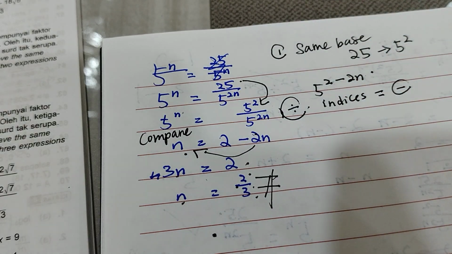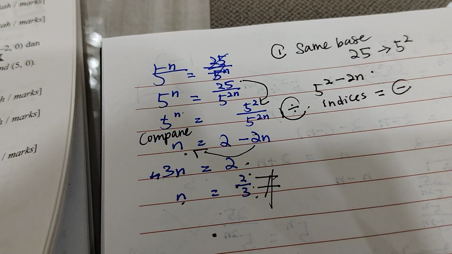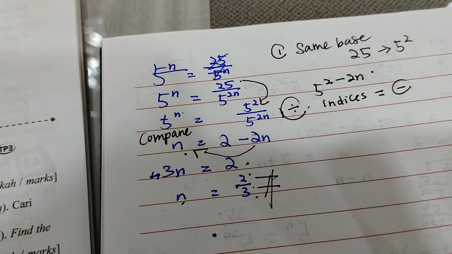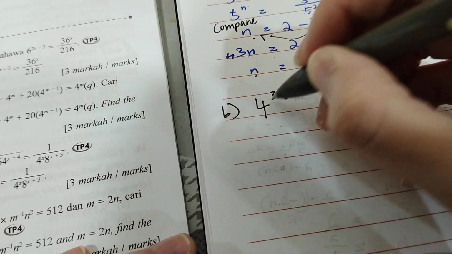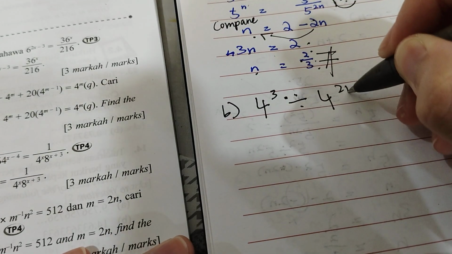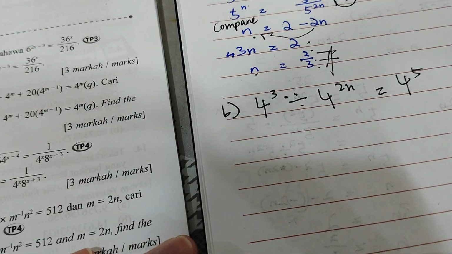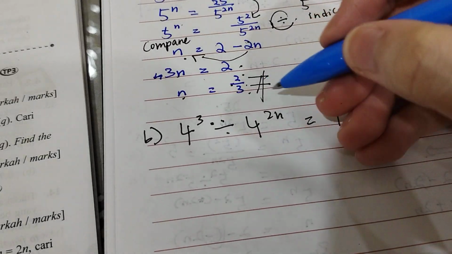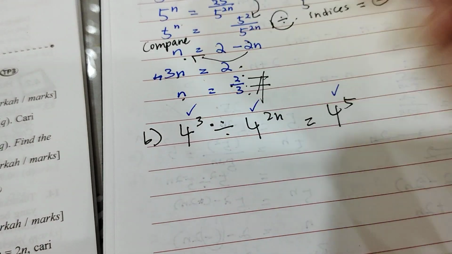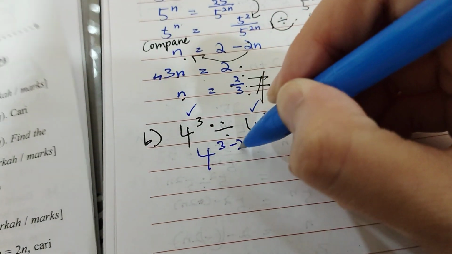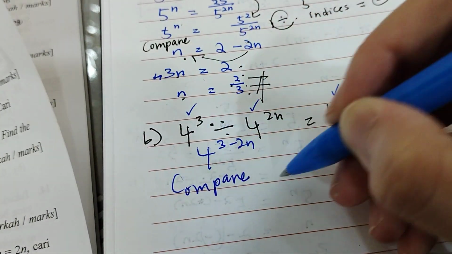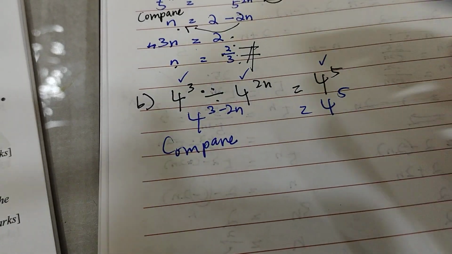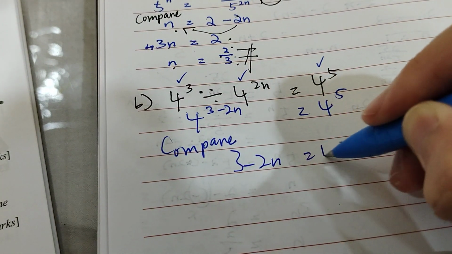Okay, now let's go on to the next question. Here we go. Below this we have question B. We have 4 cubed divided by 4 to the power 2n is equivalent to 4 power 5. Good thing they're all in the same base. So this can be 4 to the power 3 minus 2n, and this can be 4 to the power 5. Just compare your values. So you will get 3 minus 2n equals 5.